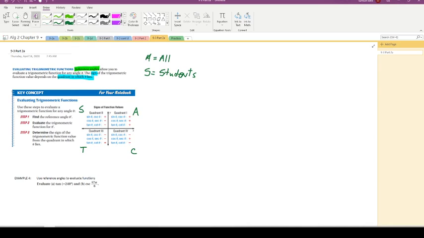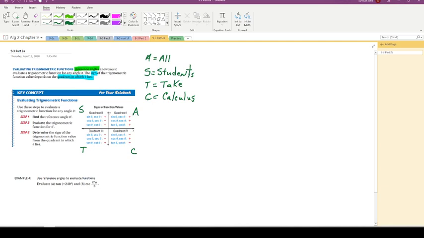Let me erase that to make it nice and neater for you. All right. Because we're going to want to take, T is take, and C is equal to calculus. Now I know all of you want to take calculus, right? Yeah, I'm sure. So all students take calculus.